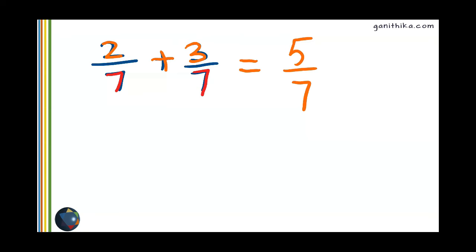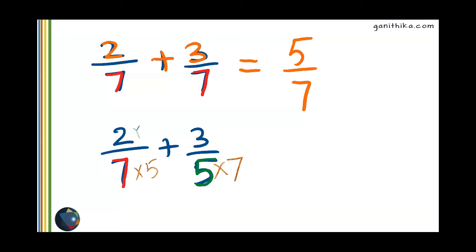Therefore, 2 over 7 plus 3 over 7 is obtained by keeping the 7 as the denominator and adding only the numerator. Now what if the denominators are different? So you have 2 over 7 plus 3 over 5. Denominators are different, therefore make them equal by multiplying with each other.